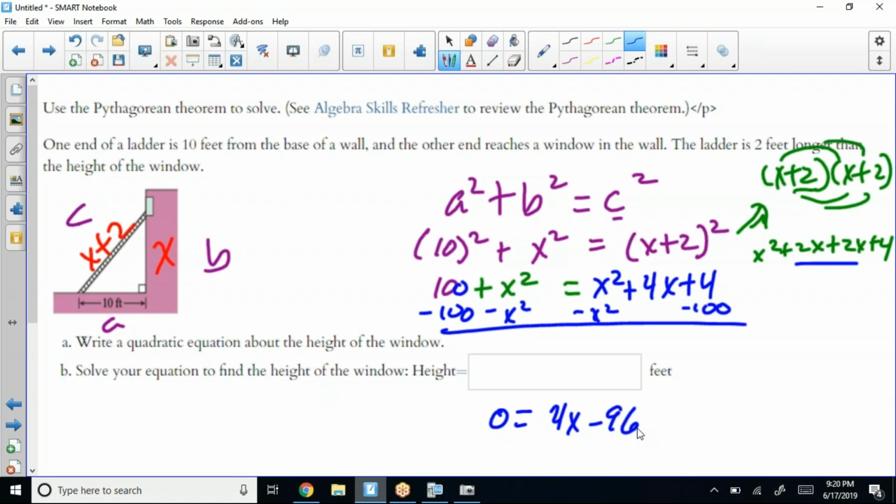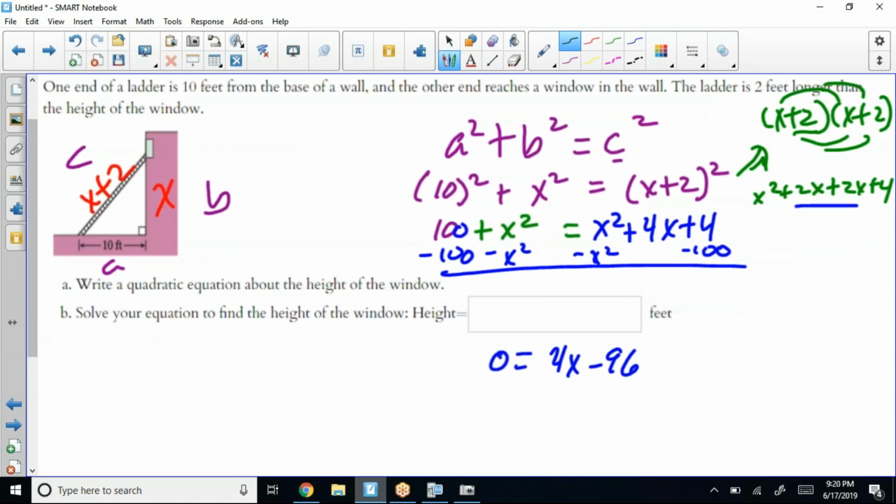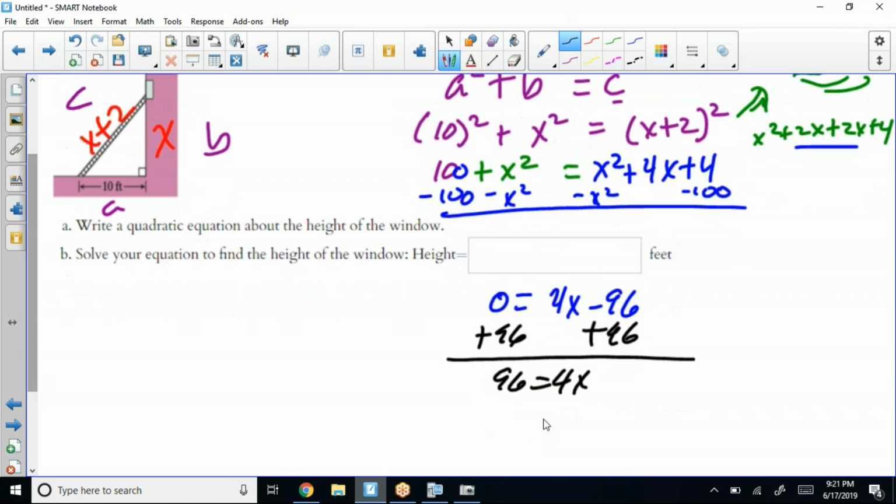Yeah, a squared plus b squared. Height to the window, x plus 2, boom, done. X squared plus, okay. All right, so we get this. So we should do plus 96. So 96 equals 4x. 96 divided by 4 is 24. X equals 24, so that'd be 24, and this would be 26. So I've found the height of the window. The height of the window is 24.